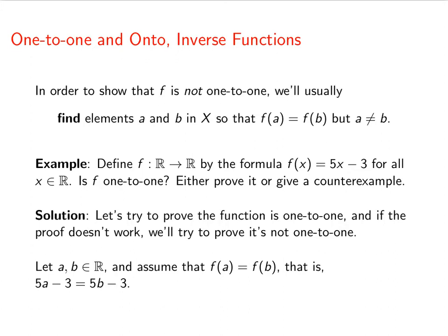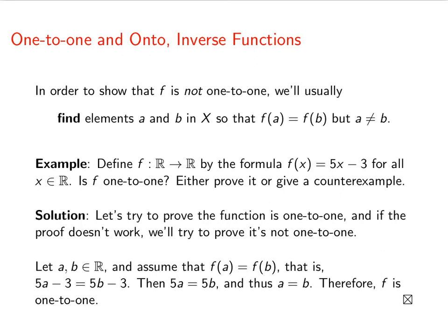So let's let a and b be real numbers and assume that f of a is equal to f of b. This is how we'll always start our proofs about one-to-one. That is, we're assuming 5a minus 3 equals 5b minus 3. Add 3 to both sides, we get 5a equals 5b, and that means a equals b. Therefore, the function f is one-to-one. We started by assuming that f of a is equal to f of b, and then we concluded that a is equal to b. That proves that the function is one-to-one.